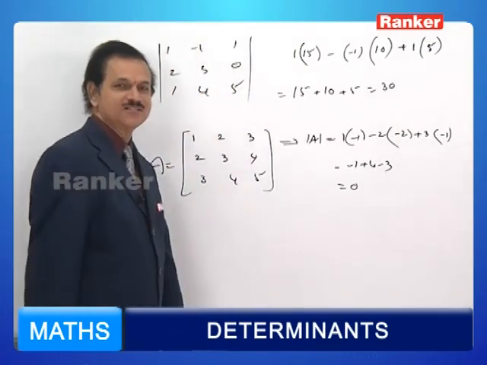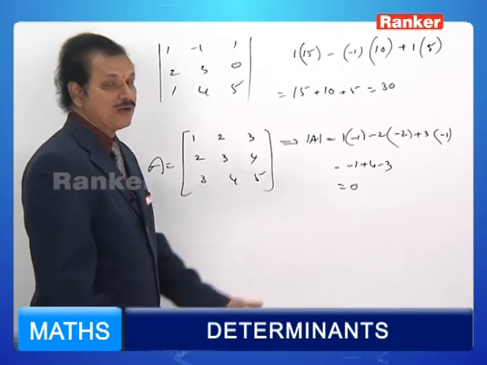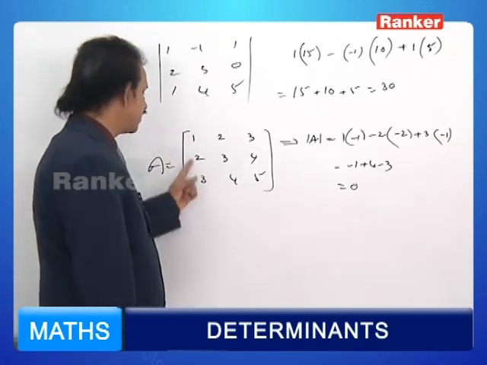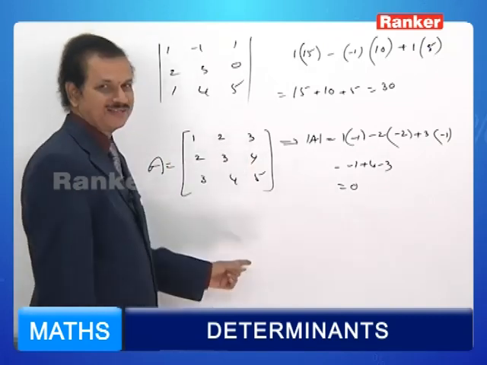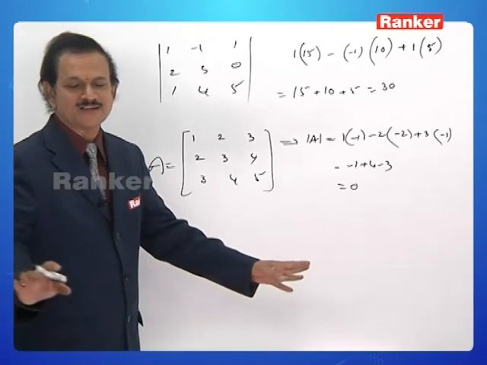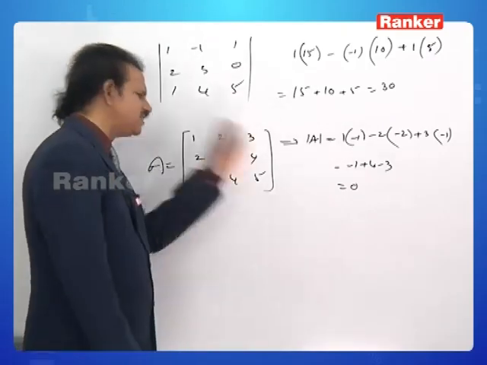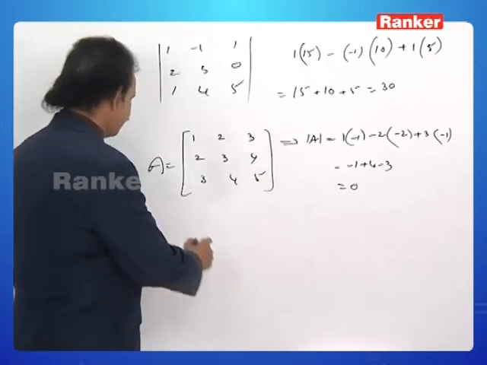Later on we shall discuss this among the properties of determinants. You observe here, these are an AP, these are an AP, these are an AP. In such a case, you need not calculate the determinant. It will be 0. Not only this, you observe this.